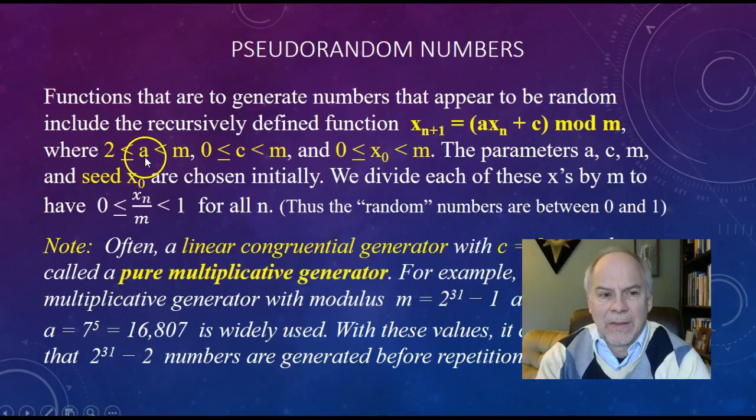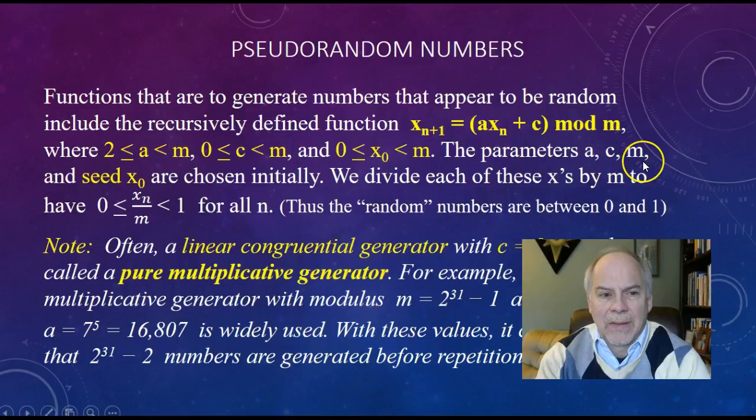Now you need to have your a value to be something above or 2 or higher, something from 2 to m. All right, so a is from 2 to m. C has to be from 0 to m. And x0, that's the starting value, has to be between 0 and m. All right, so that starting value, x0, is called the seed because it's like the beginning of the sequence of random numbers that you're generating.